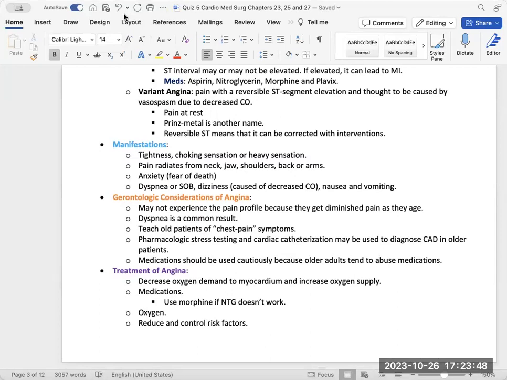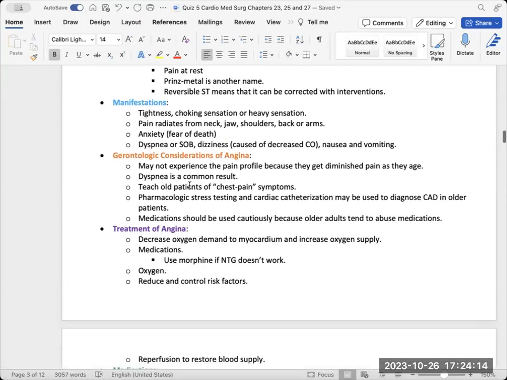It's not really known why they get variant angina, but regardless, that means that they have a reversible ST. And that's really important because in unstable angina, it's not reversible. That means they're going into a heart attack. But if we can take the appropriate intervention, such as giving them oxygen, more vasodilators, we might be able to reverse that ST segment, and hopefully they won't have a heart attack. So those are the major differences between the three.